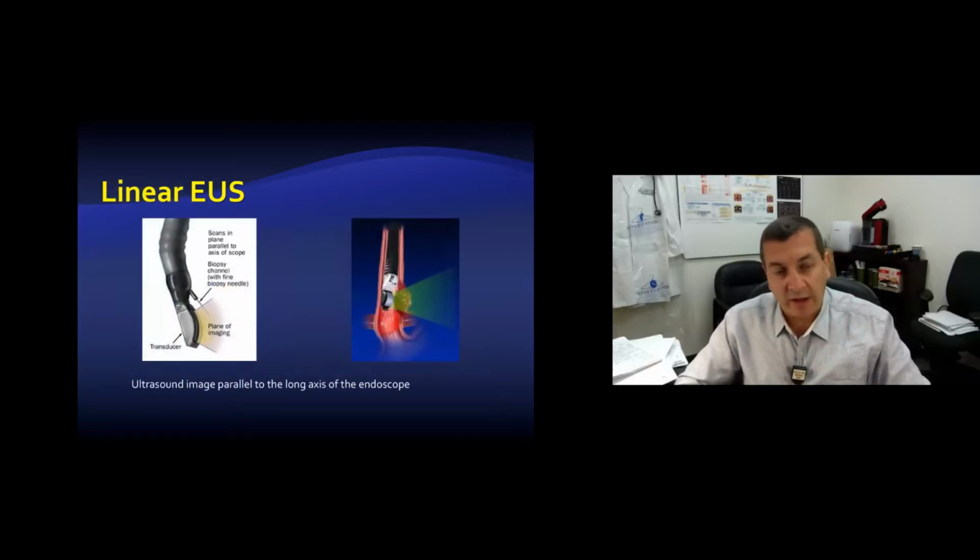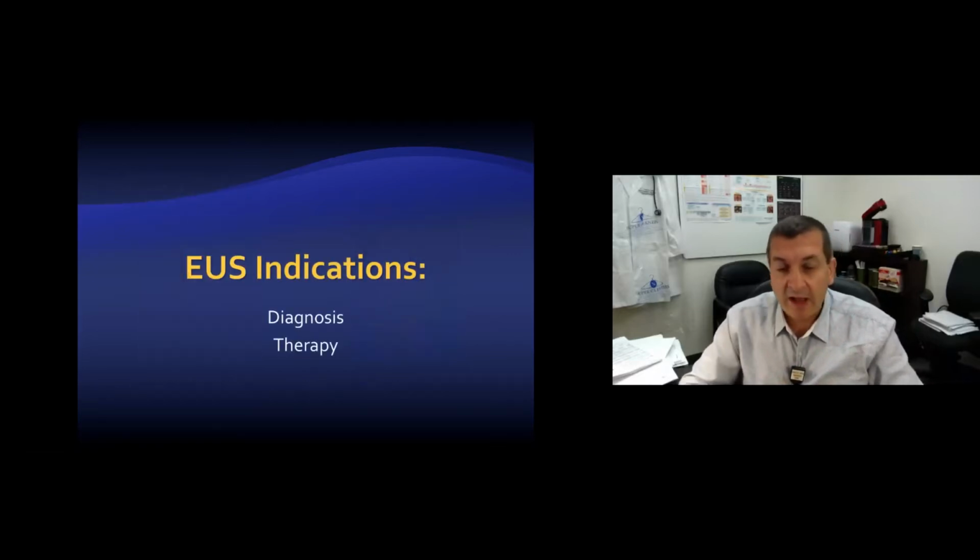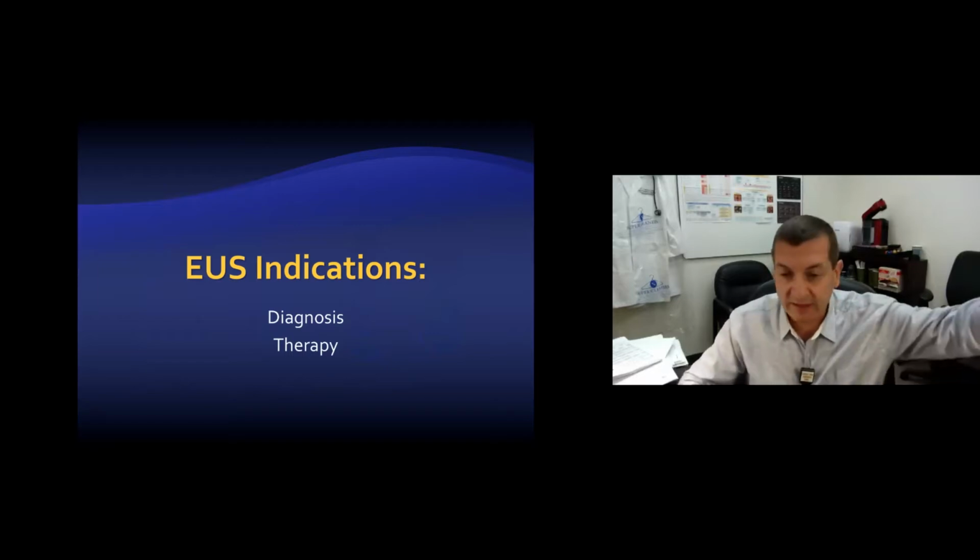Now, the other scope that we have is a linear EUS. It scans in a different way, and it allows the needle to come out and stay in the sector of the endoscopic ultrasound array, so we can target and do either biopsies or therapeutic procedures through that. So that's our workhorse scope that we have. So those are the two types of scopes that we have. And there are indications for EUS. It can be diagnostic and it can be therapeutic.